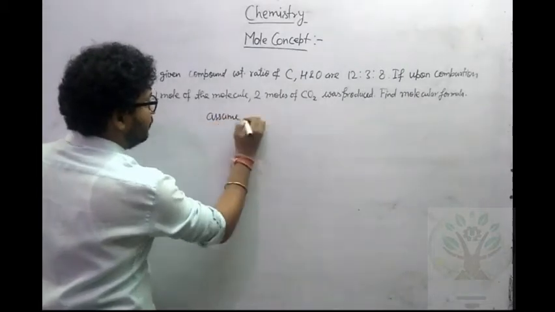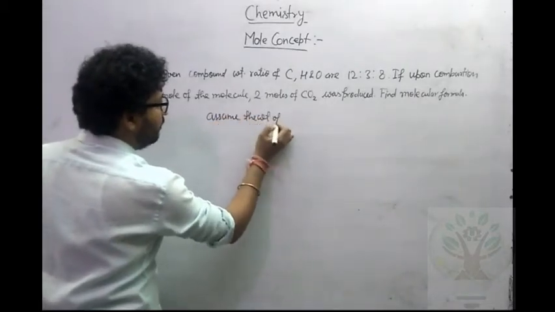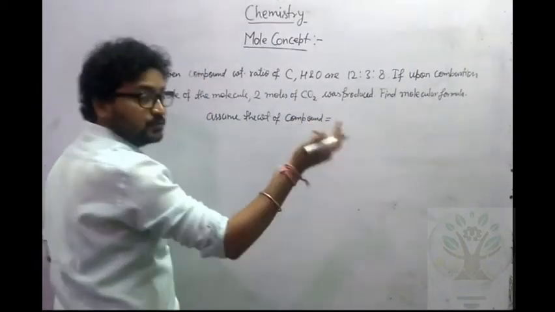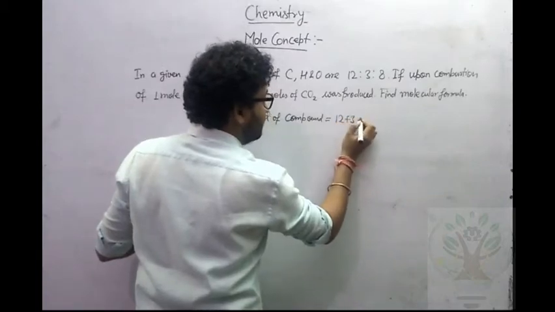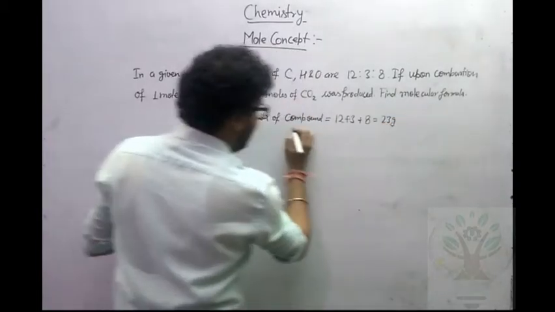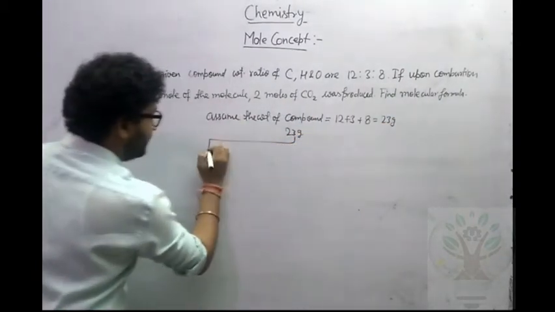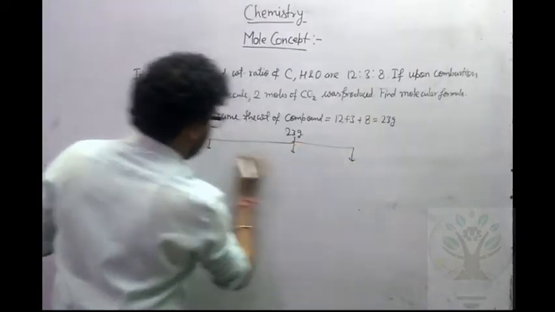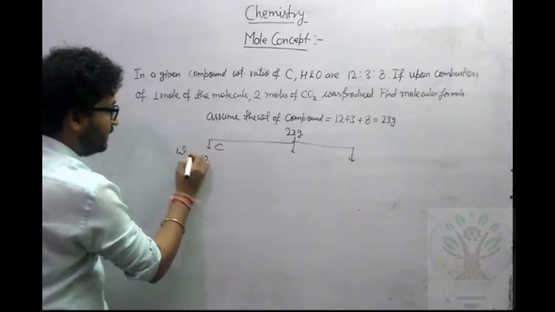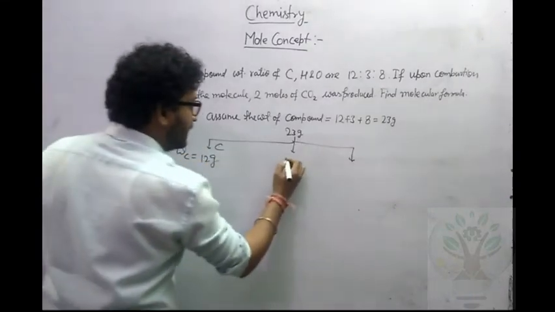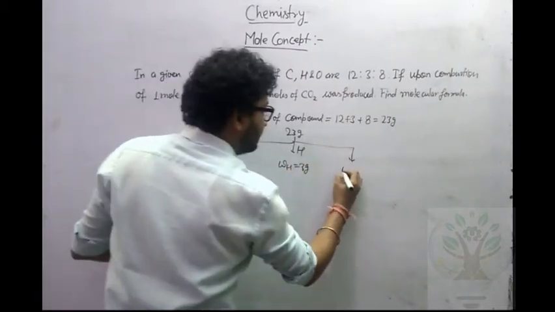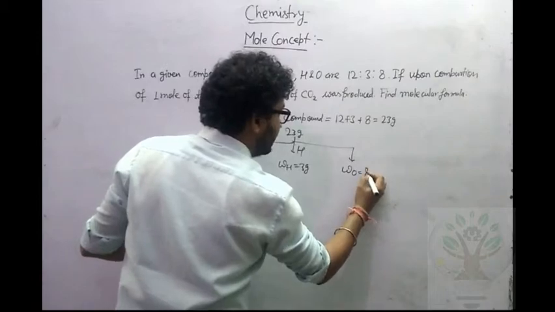This time I will assume the weight of the compound equals 12 plus 3 plus 8. How much? 12 plus 3 is 15, and 15 plus 8 is 23 gram. Now out of 23 gram, I will again divide it into 3 parts. The first part will be for carbon. How much? Carbon will be 12 gram. The second part will be for hydrogen, so the weight of hydrogen will be 3 gram. And the third part will be for oxygen. The weight of oxygen will be 8 gram.